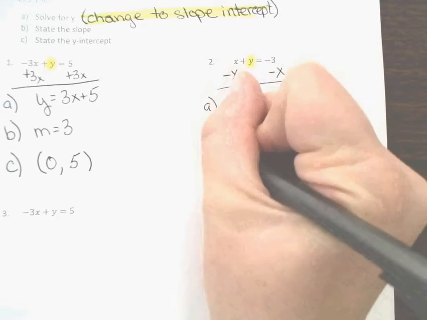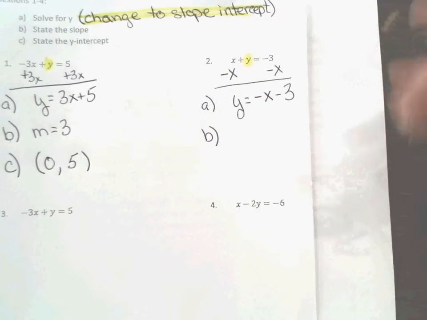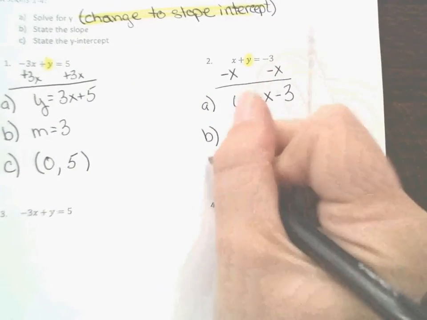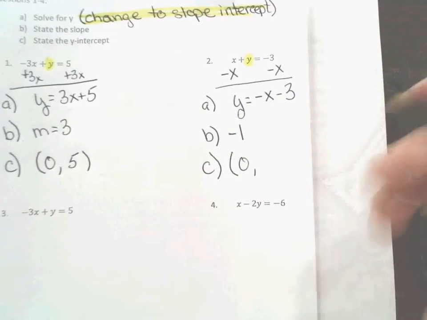So what is your slope? What is the number in front of the x here? Negative 1. What is your y-intercept? 0, negative 3.